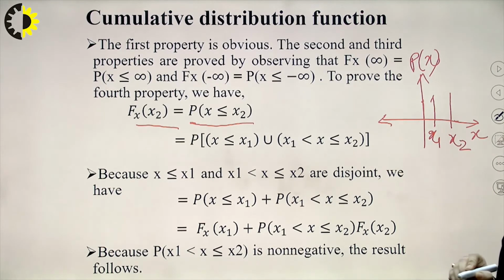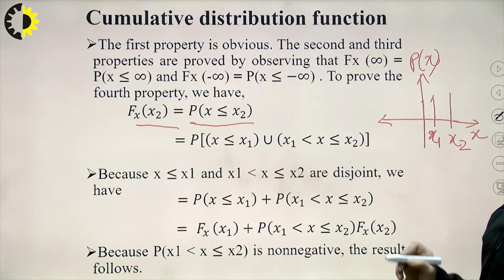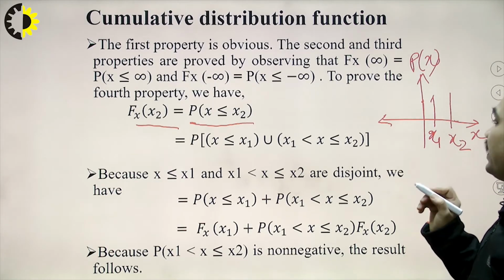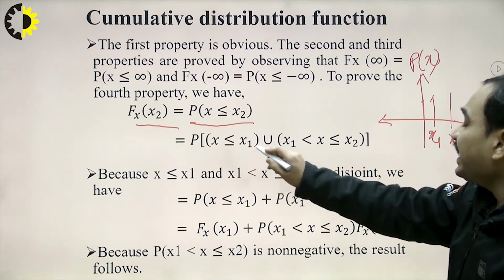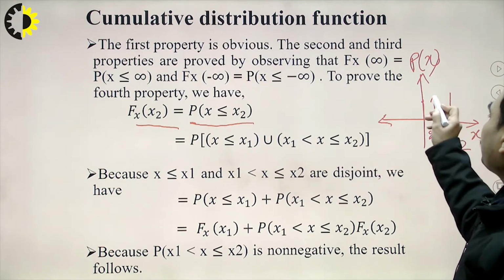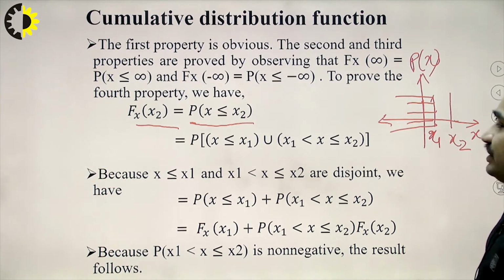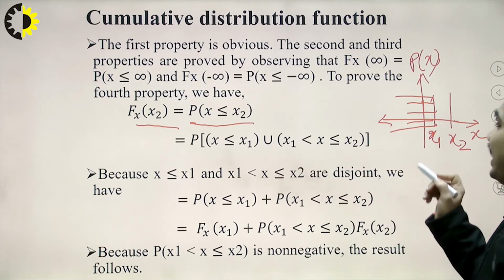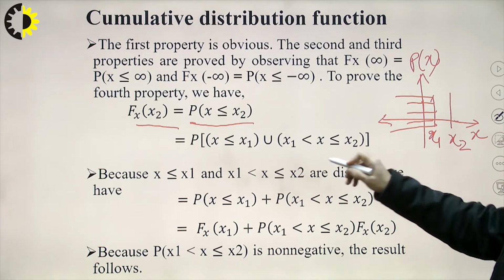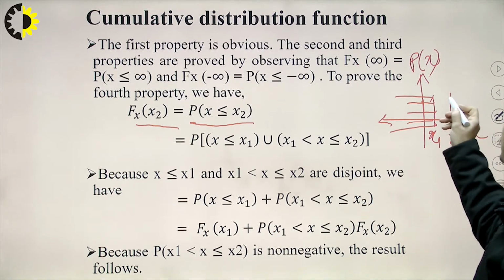While considering these two points x1 and x2 in the probability distribution, we write this as the probability that X is less than x1, which means this entire region, with a union of X being between x1 and x2. If it is between x1 and x2, this means this region.